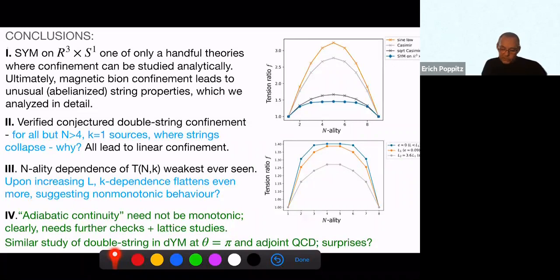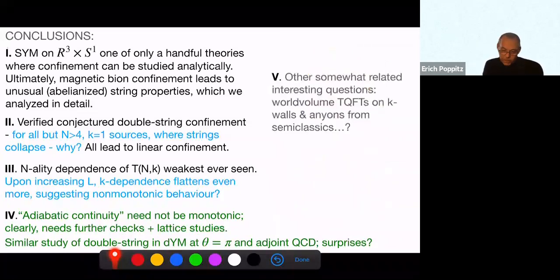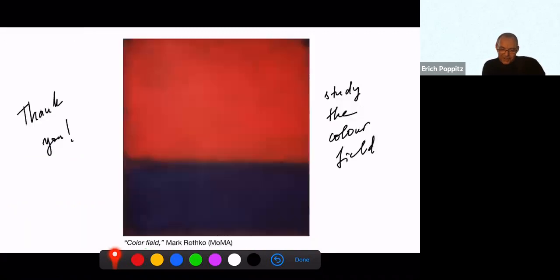And of course, one could do similar studies for Yang-Mills at theta equal pi and adjoint QCD. I don't know whether there are any surprises or not. Finally, there are some other somewhat related questions, which are less about the numerics and more about the properties of confining strings, such as the world volume TQFTs on K-walls and understanding the appearance of anionic nature of probe quarks from semi-classics. This is something that has been bothering me for a while, and I still don't know the answer. So this is all I had to say. Thank you. And my message is to study the color field.